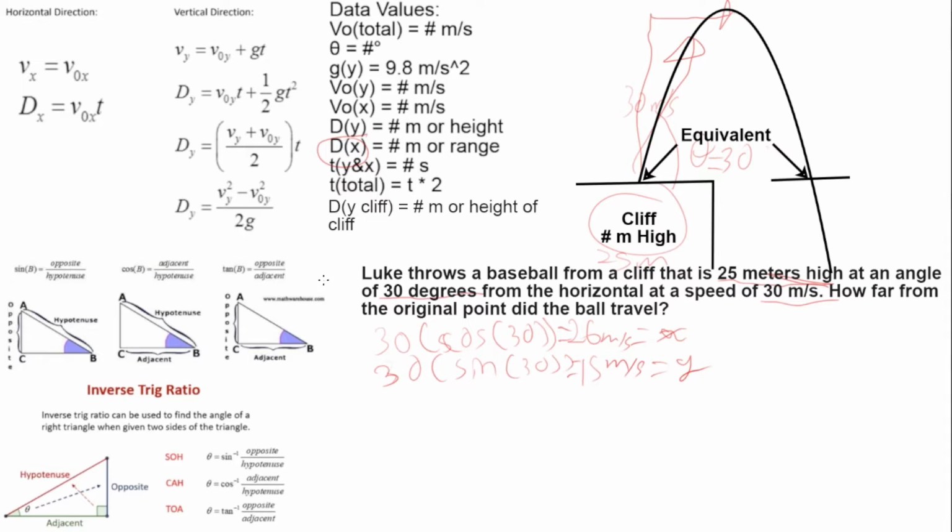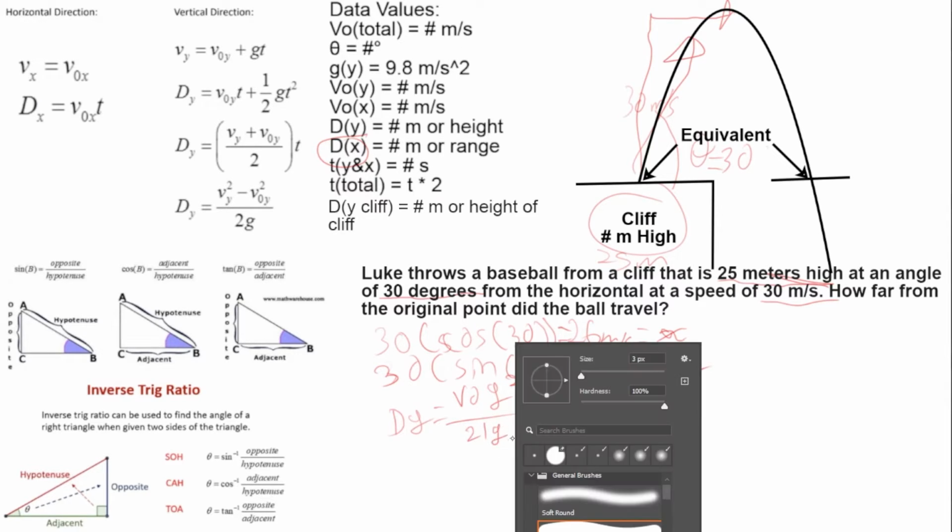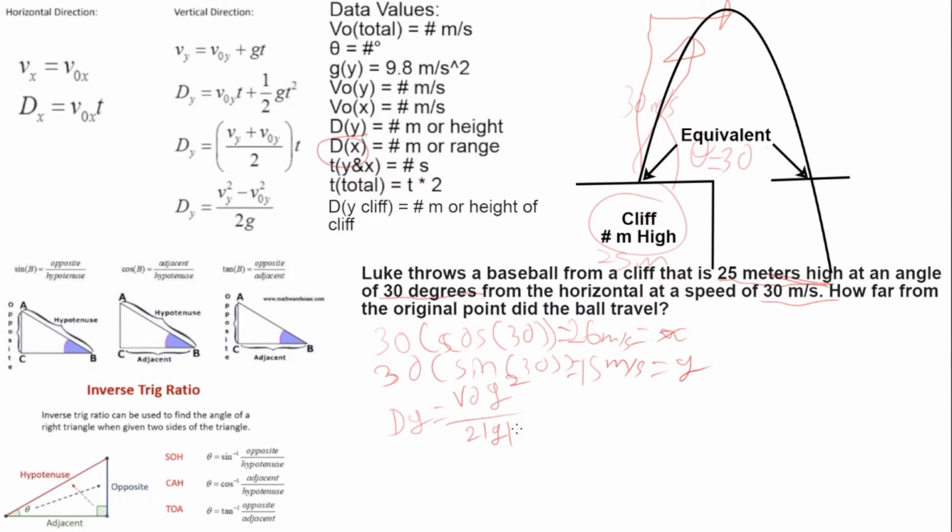But before we find time, we obviously have to find d of y, because this is our only really applicable equation that we could use. So we find d of y. We know d of y is equal to v naught y squared over 2 times the absolute value of g. We're taking this problem and isolating, because we don't have time.